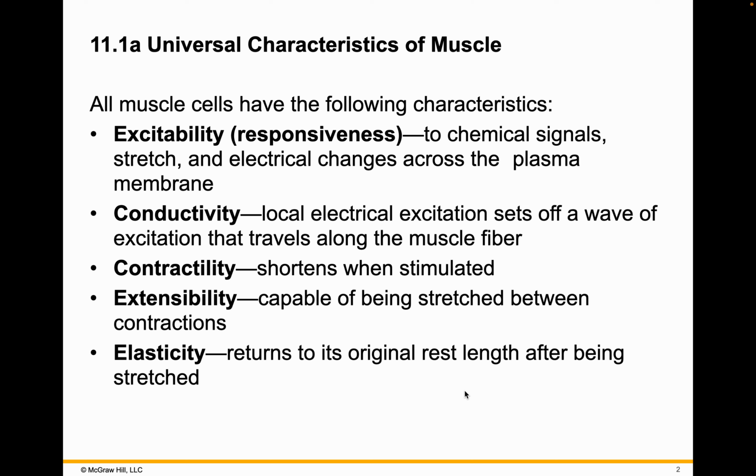Muscle cells are contractile. They have the ability to get forcibly shorter when they are stimulated, because of their excitability and conductivity. In addition to that, they are also extensible. They can be stretched between contractions, and they are elastic. They can return to their original length after being stretched.